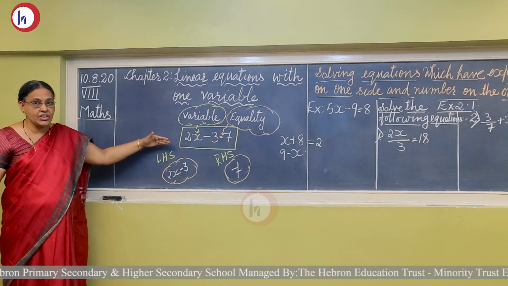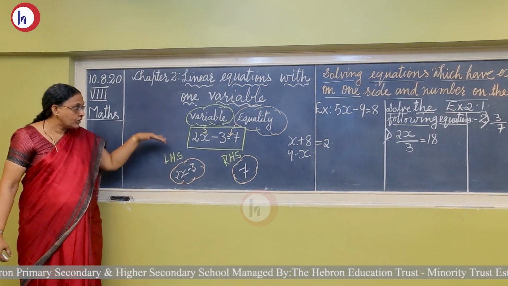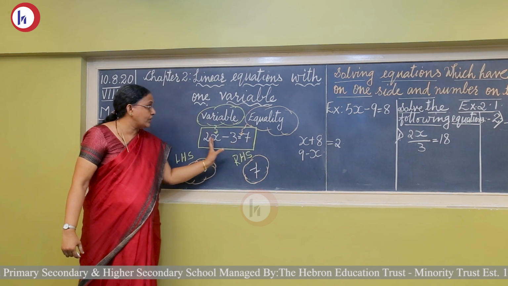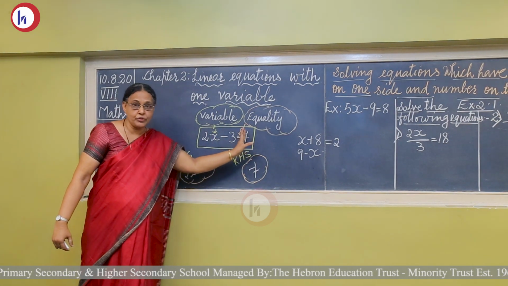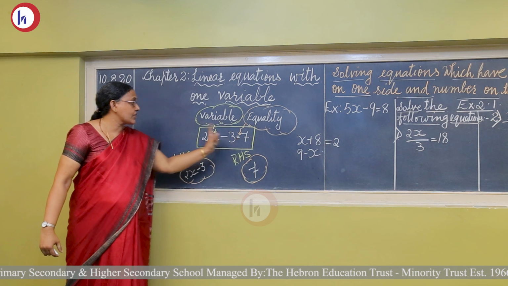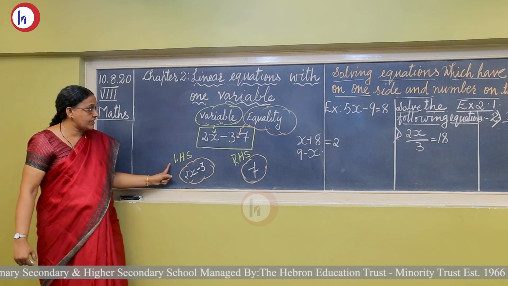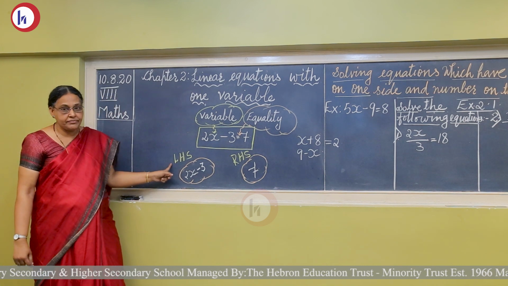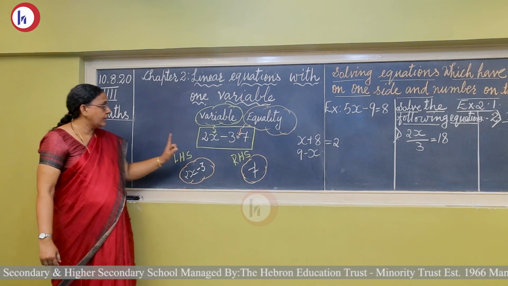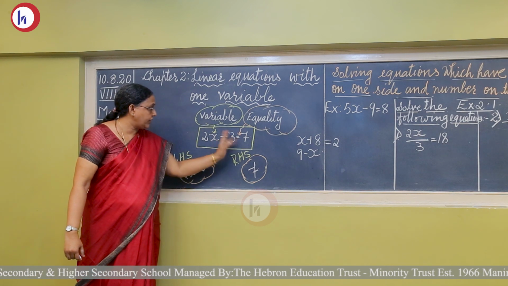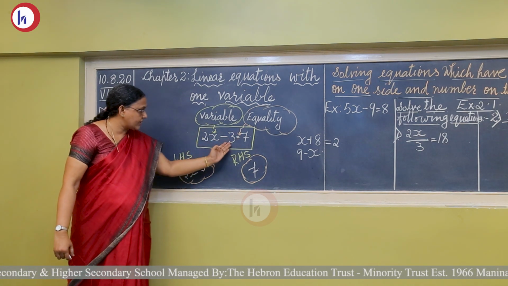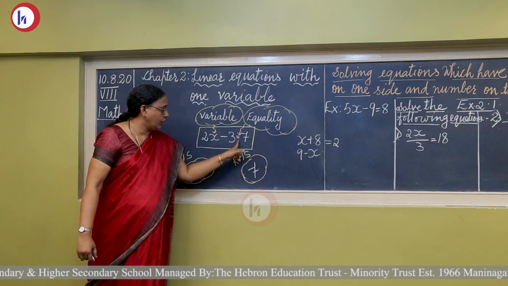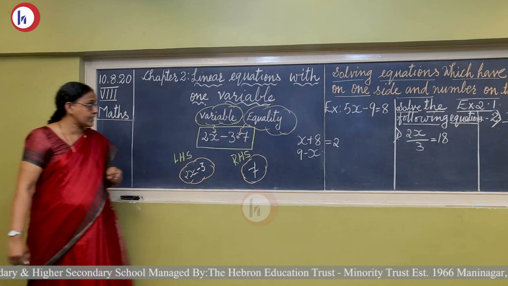Now, each equation has two sides, two sides of the equal sign. Why equal? Both the sides should be balanced. It should be equal. That is why. They are known as LHS and RHS. What is meant by LHS? LHS is left hand side, whatever term is given on the left side of the equal sign. The term which is given on the right side of the equal sign is known as RHS.